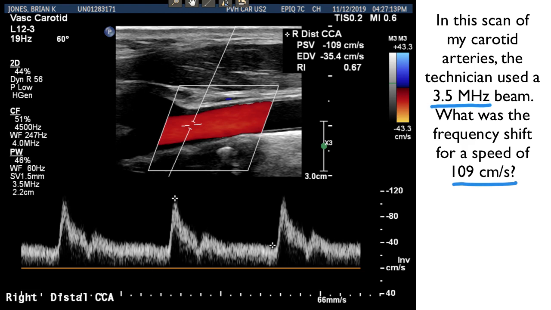And so here's my question. For that case, what was the frequency shift? And the frequency shift is just given by this expression right here.